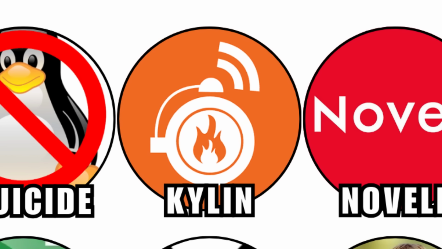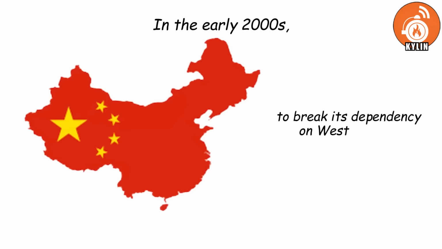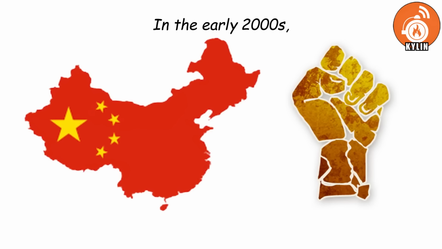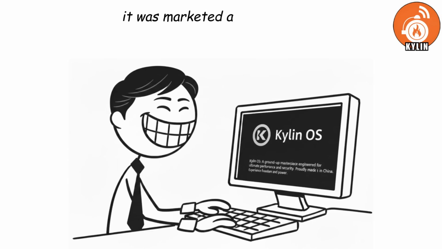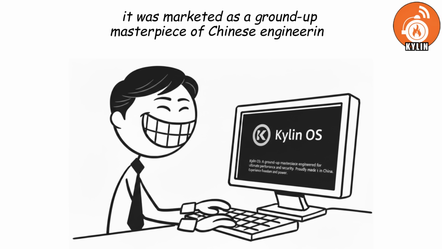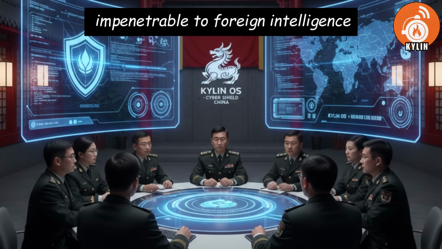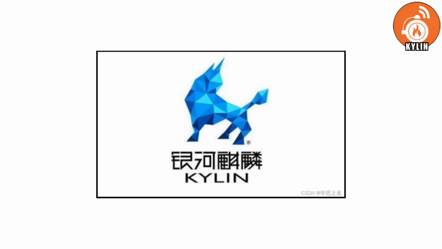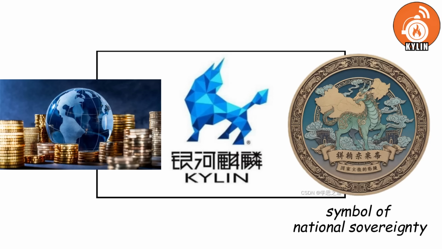The $100 million government fraud, Kylin OS. In the early 2000s, China set out to break its dependency on Western tech by commissioning a revolutionary homegrown operating system called Kylin OS. It was marketed as a ground-up masterpiece of Chinese engineering, specifically designed to make their military and government networks impenetrable to foreign intelligence. The project received massive state funding and was hailed as a symbol of national sovereignty.